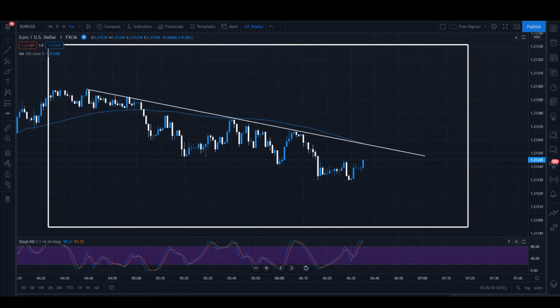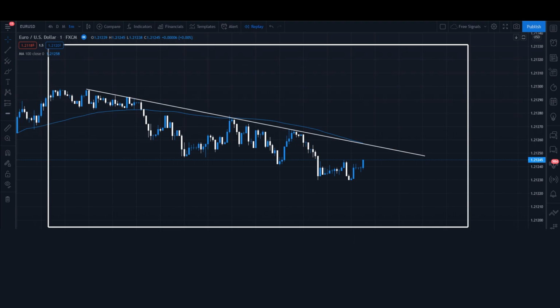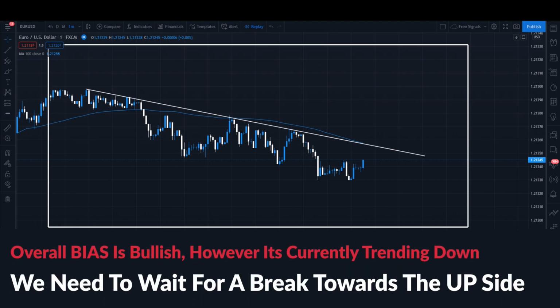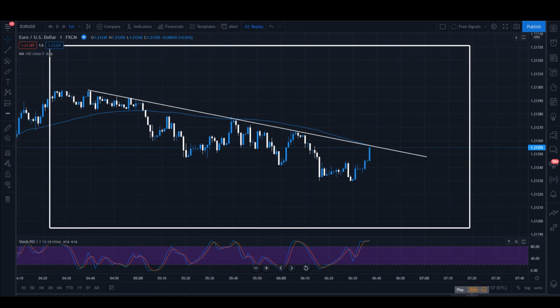So now that we have established an overall trend and the bias is probably a better buy than a sell, we want to wait till the market breaks this area of trend line and then shoots towards the upside after having an exhaustion. So now let's just play the tool and let's see where the market takes us.